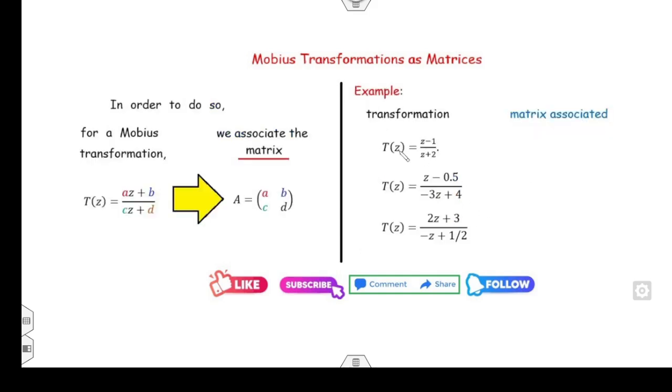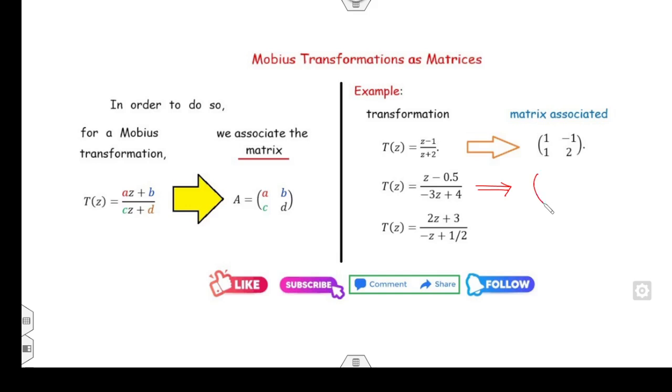For example, if you have the bilinear transformation (z minus 1) over (z plus 1), what is the matrix? The coefficient of z is 1, the constant term is minus 1, the coefficient of z in the denominator is 1, and the constant is 2. The matrix representation for the first case is 1, minus 1, 1 and 2.